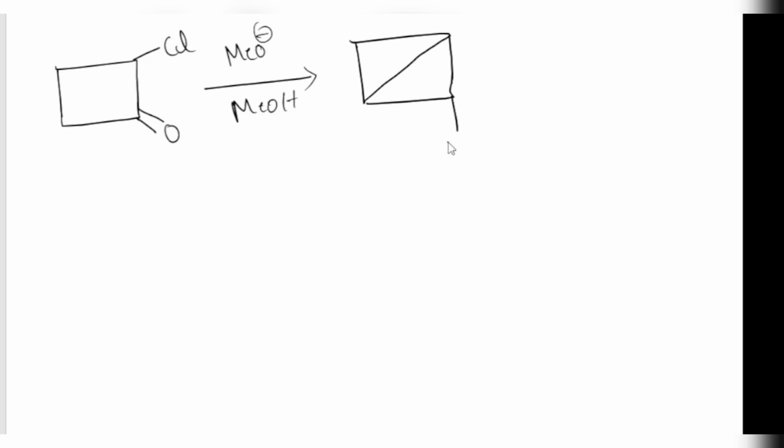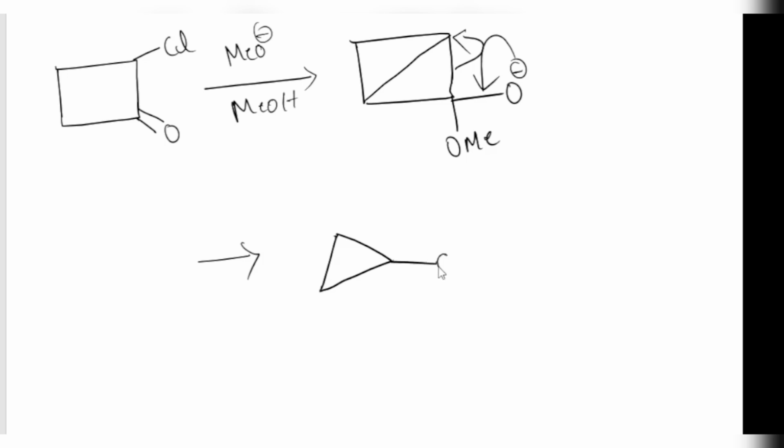After working the mechanism, we will get a tetrahedral intermediate which looks something like this. Here O minus is there, and finally we will get like this. Here what will happen? We will get ring contraction again, and we will get a three-membered ring over here, which is attached to the carbonyl as an ester, like this. This is the major product.